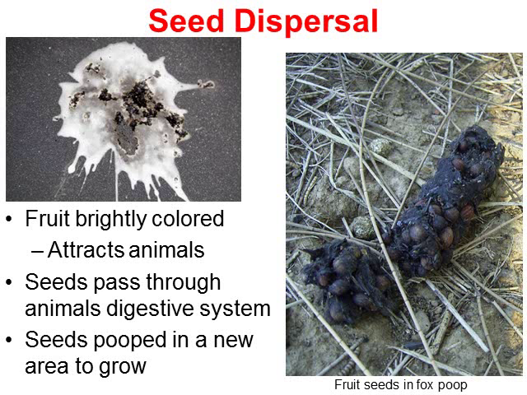Here we have a few pictures of droppings. To be honest, these are just bird droppings on the left with seeds and fox droppings on the right. And so in the fox droppings, you can see seeds. And so this is one way that seeds are dispersed.